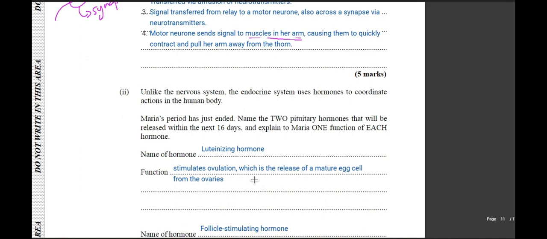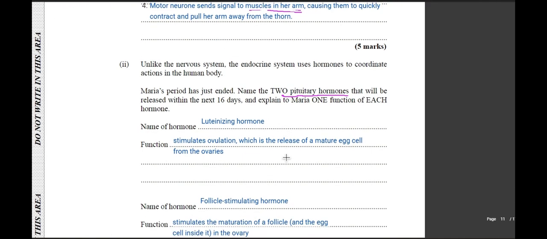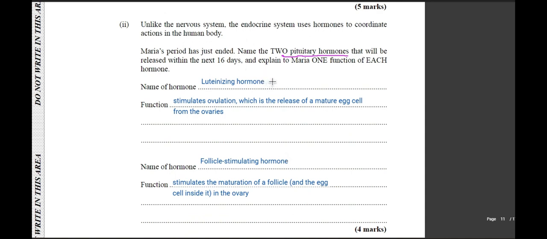Unlike the nervous system, the endocrine system uses hormones to coordinate actions. So Maria's period has ended and she's being asked to name pituitary hormones that will be released in the next 16 days and explain the function of each. So we have the 2. One is the luteinizing hormone, sometimes known as LH. And then you have the follicle stimulating hormone, known as FSH.